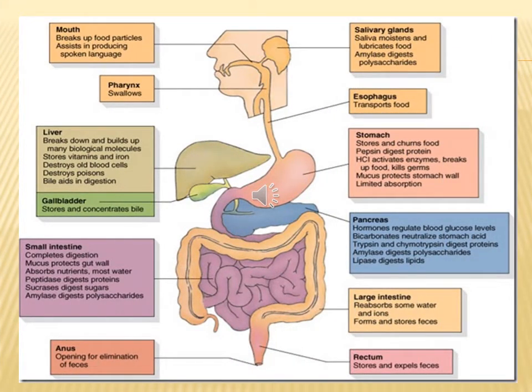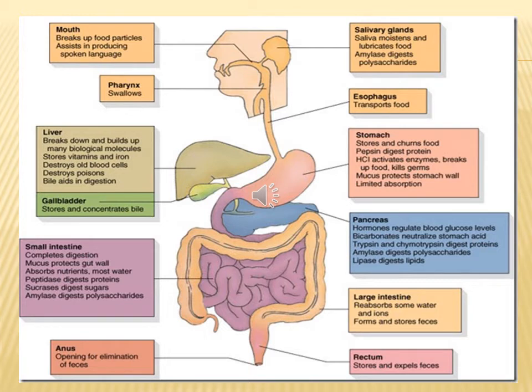Now from this video, you know the function of each part. We will take this one by one in detail, but now you should know that the mouth breaks down the food particles and assists in producing spoken language. The pharynx is for swallowing. The salivary glands produce saliva and amylase, which digest polysaccharides. The esophagus transports food, and the stomach stores and churns food.